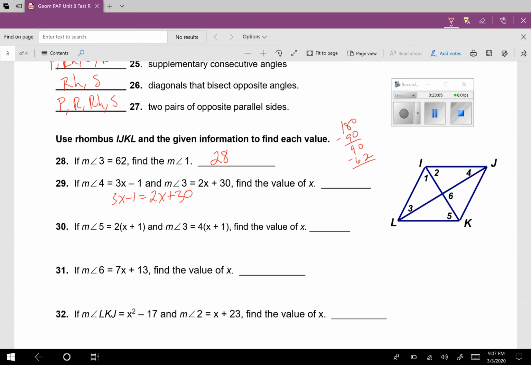Now it says the measure of angle 5 is 2 times x plus 1. And then the measure of angle 3 is 4 times x plus 1. Find the value of x. Okay. So angle 3 is also going to be right here, and that's 90. So what we have to do is add the 3 up, and because we've got a triangle here, 2x plus 2 plus 4x plus 4 plus 90 should add up to 180 because they're all the angles of a triangle.